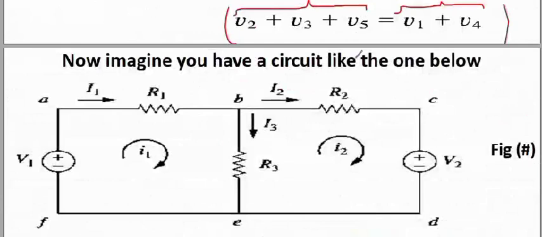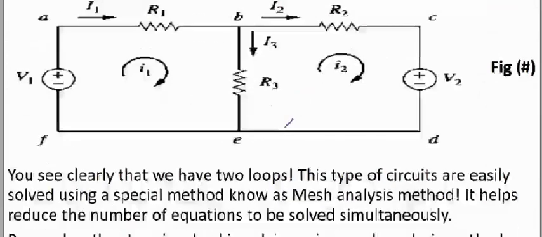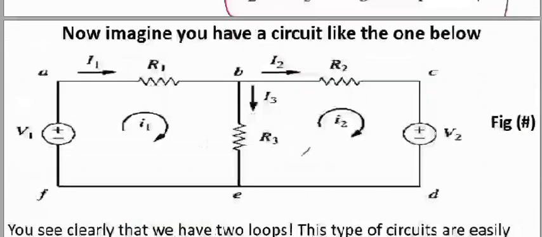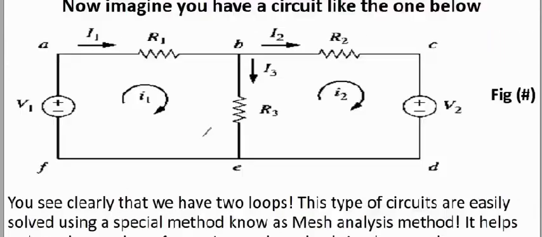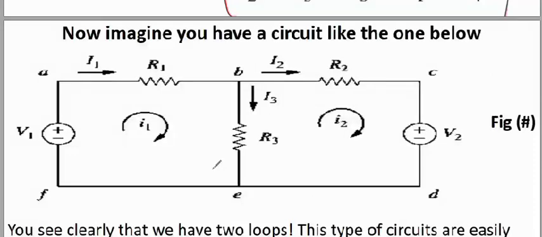So now imagine you have a circuit like this one below, okay? It's clear that you have what? 2 loops. This type of circuit is easily solved using a special method known as the mesh analysis method. It helps reduce the number of equations to be solved simultaneously. Let me show you how you apply the mesh analysis method.